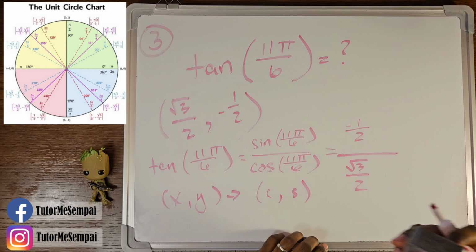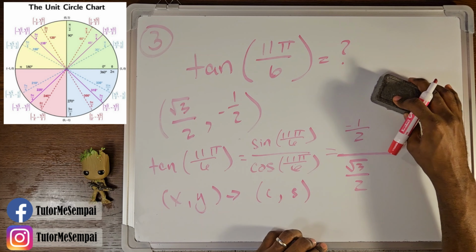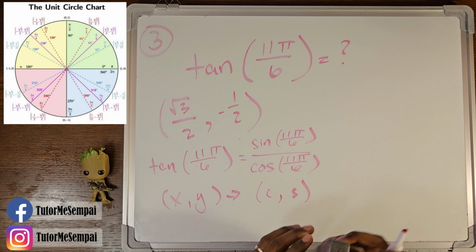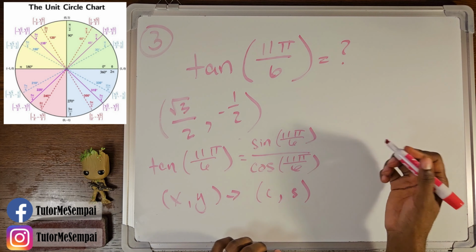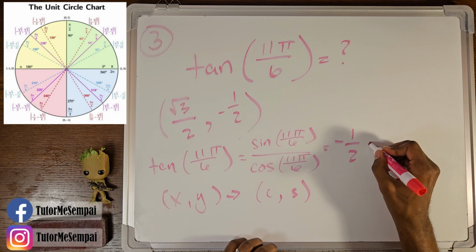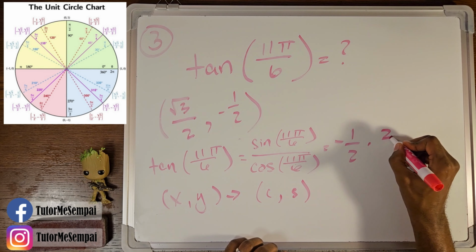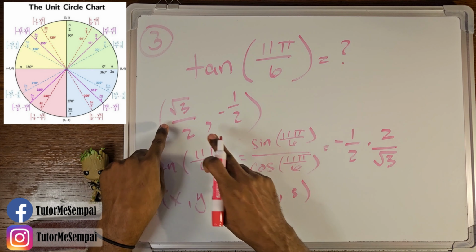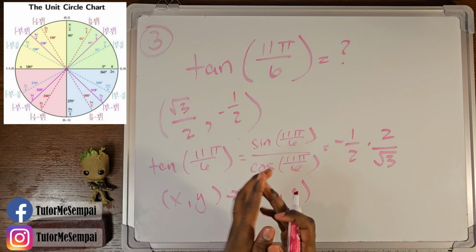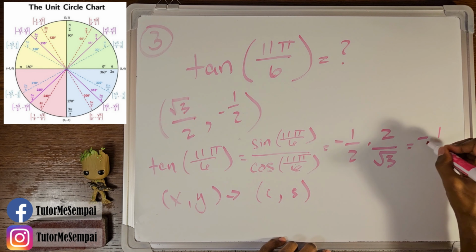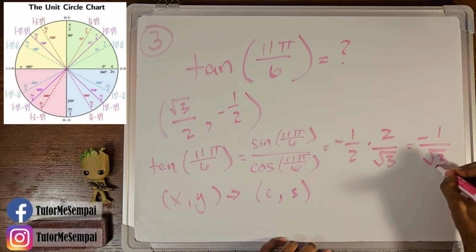And we know that whenever we divide two fractions, we're really just multiplying by the reciprocal. So let's rewrite this, multiplying it in a way that makes sense for us. So this is going to be -1/2 times 2 over the square root of 3, the reciprocal of this first value. And when we multiply this across, we're going to end up with -1 over the square root of 3.